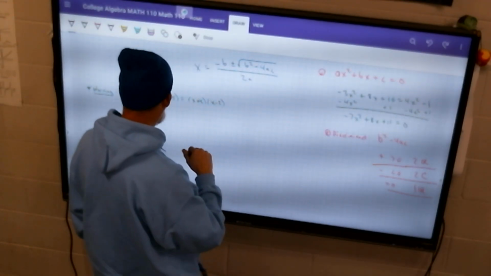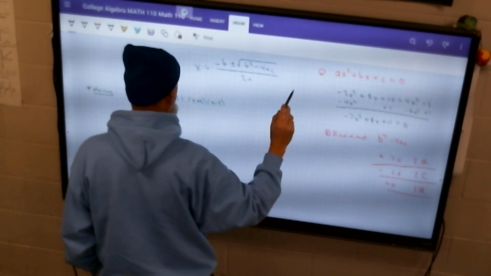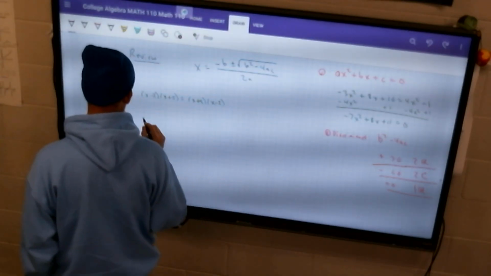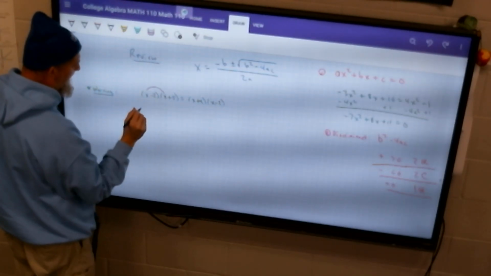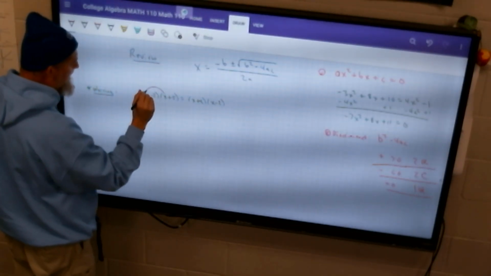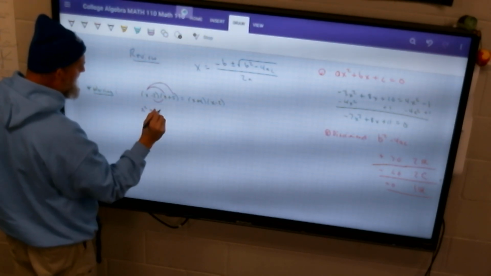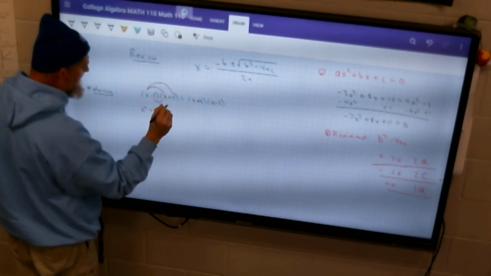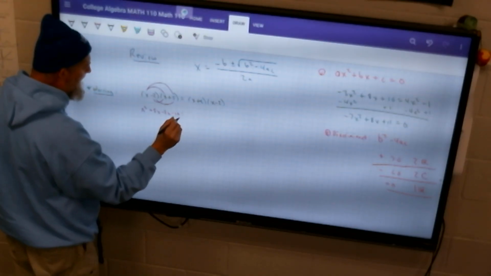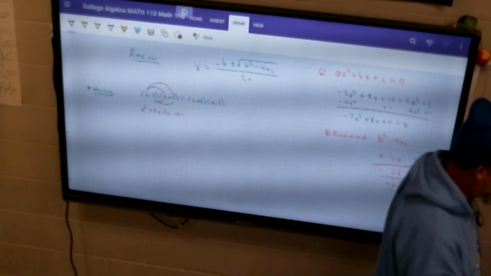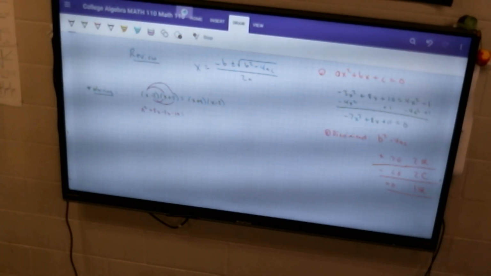So we want to do what you said first, is I do want to go ahead and FOIL it out. So on this side I have x squared plus 5x minus 2x minus 10. Go ahead and FOIL that side as well, the other side.